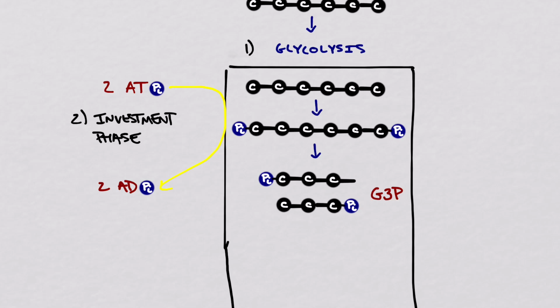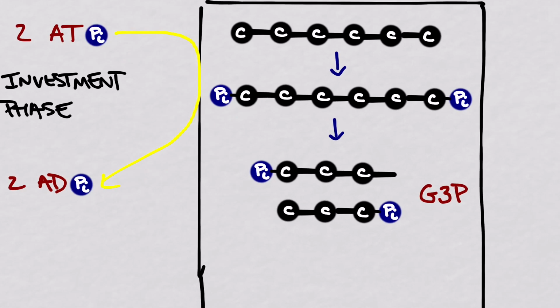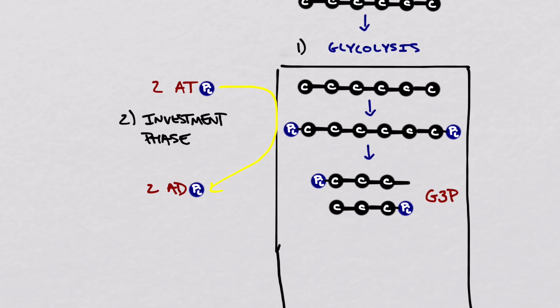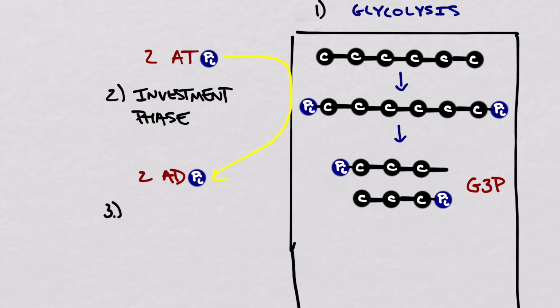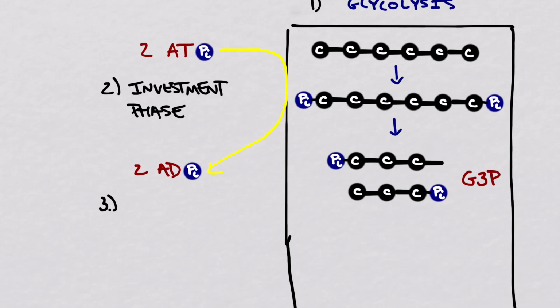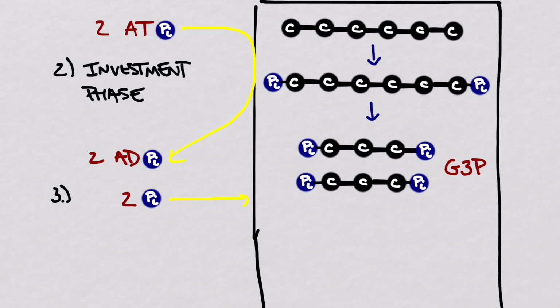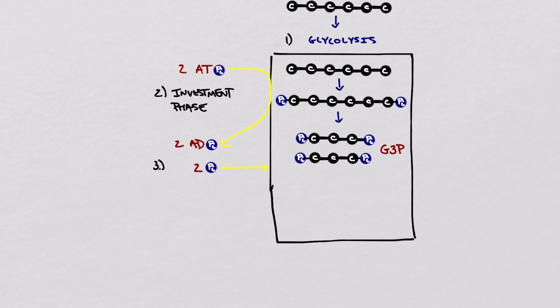In addition to these two phosphates that are now on either end, as you can see here, we also have some more free phosphate come into the mix. So the third step is more free phosphate, just from the cytoplasm, coming in and binding to these G3P molecules. So you have this free phosphate, it comes in, and then we have some more phosphate. But this is a free lunch. It doesn't take any energy to bind these phosphates to this 3-carbon molecule.